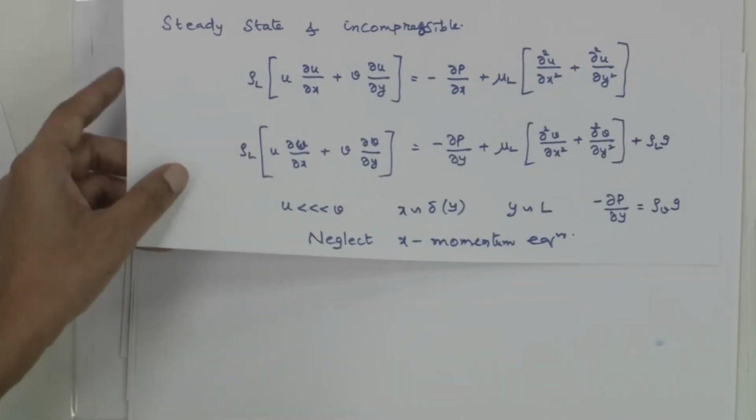So you get minus del p by del y, so this becomes minus rho v into g. Sorry, so this is minus rho v into g. So you get rho L into g is already there. So you get rho L minus rho v into g plus.